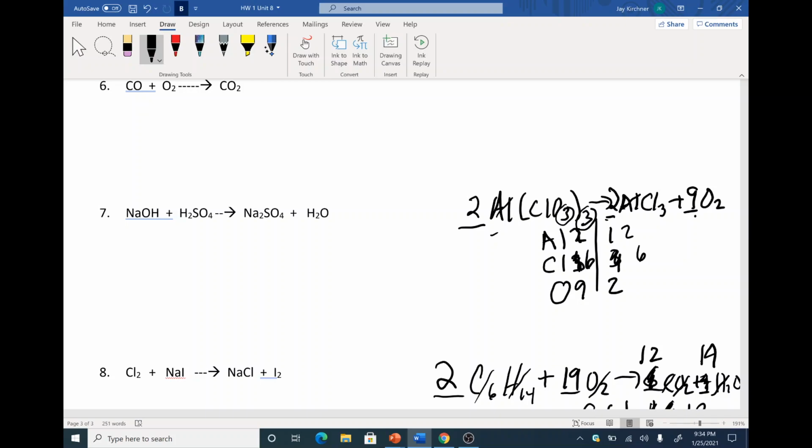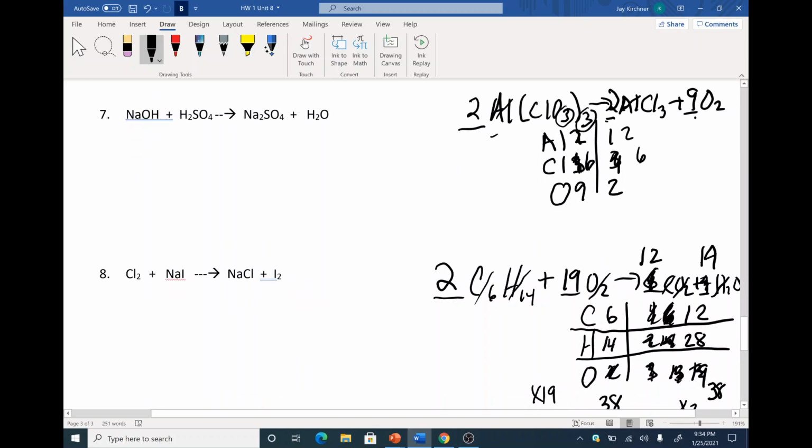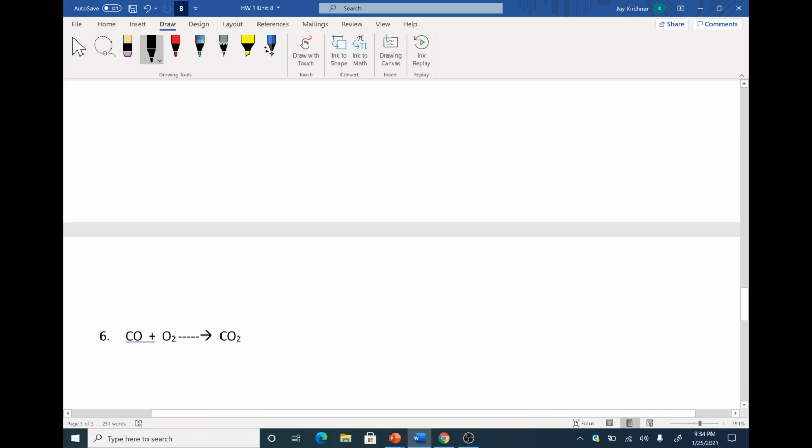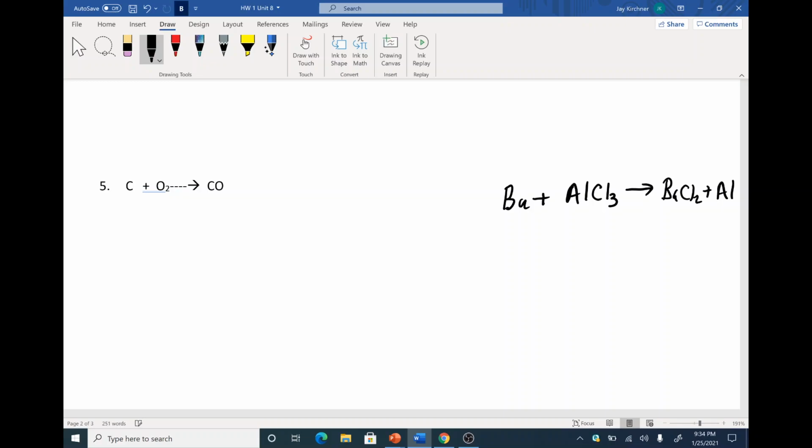Okay, what else can we do? So we did a 2 versus 3. We did a combustion reaction. We did a double displacement. Let's try a single replacement. Let's see here. Ba plus aluminum chloride gives us barium chloride plus aluminum. Okay, let's try to balance this one.